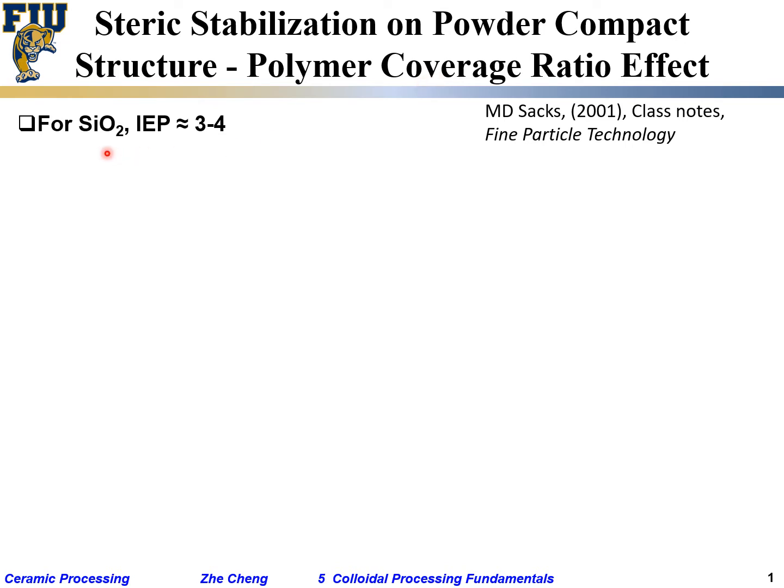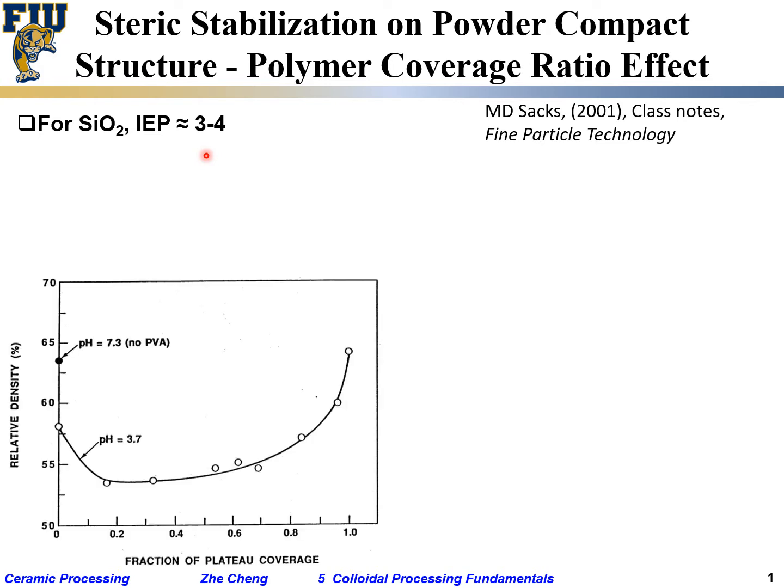We are looking at SiO2, the most typical ceramic, with a PZC or IEP, isoelectric point, of 3 to 4, which means at 3 to 4 it has very low surface charge, very low zeta potential. Okay, and this plot we looked at before. We are looking at what? The powder compact relative density versus fraction of polymer coverage on the particle surface. Okay.